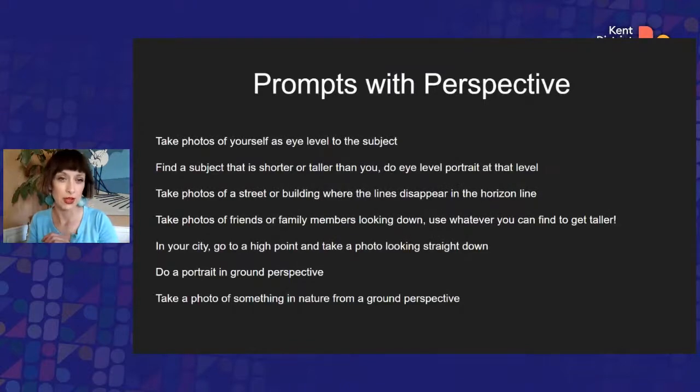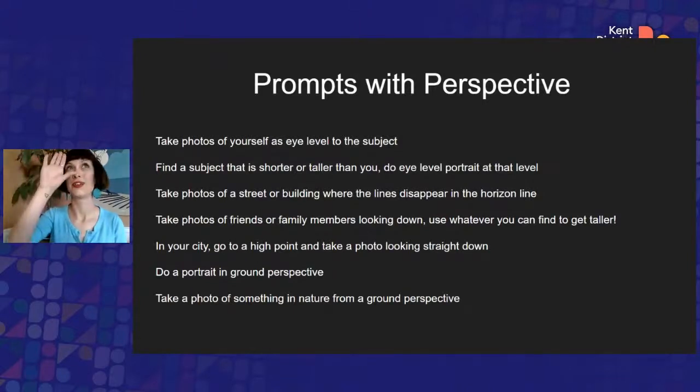Prompts with perspective. Some things that you can do are take photos of yourself at eye level to the subject, even if the subject is yourself. You can find a subject that is taller or shorter than you and do the eye level portrait at that level.